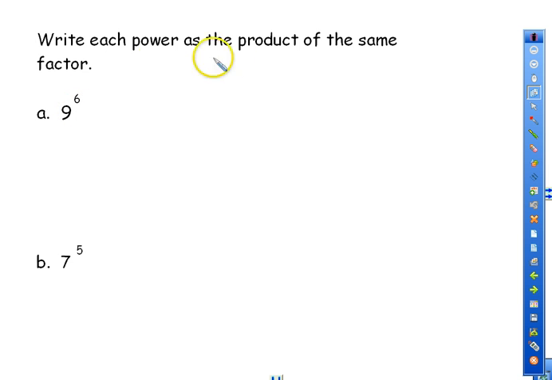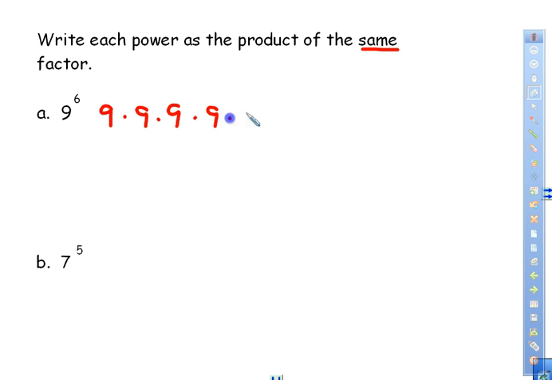Letter A and B, it says write each power as the product of the same factor. Go ahead and hit pause and solve these. All right, so since it is product of the same factor, we are talking about 9 times 9 times 9 times 9 times 9 times 9. There are 6 of those. That's what that exponent is telling us. Write each power as the product, meaning multiply, of the same factor. It's just writing them out. Done. How about letter B? Would be 7 times 7 times 7 times 7 times 7. Done. Okay, that's all they're asking you to do.